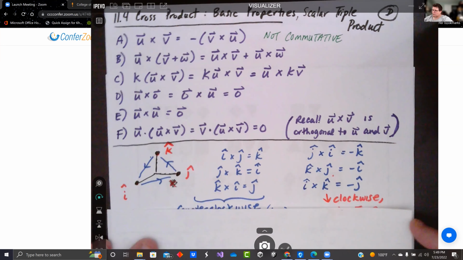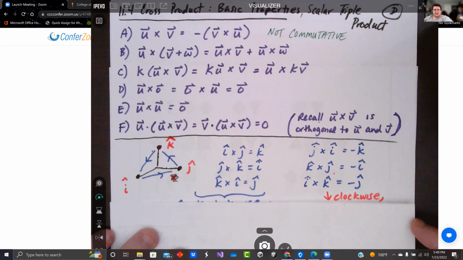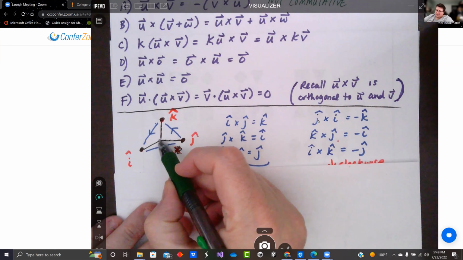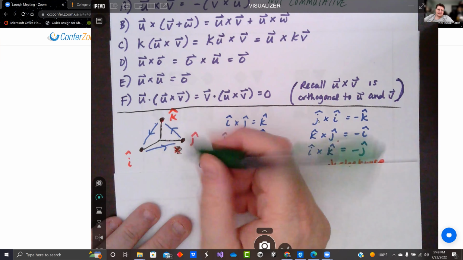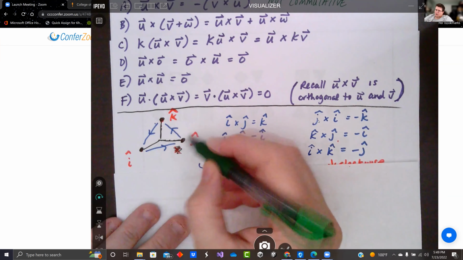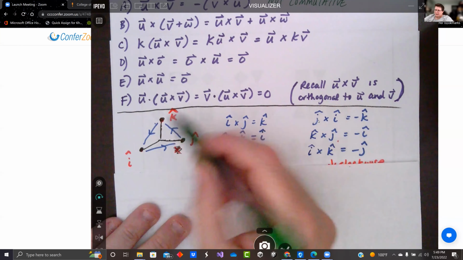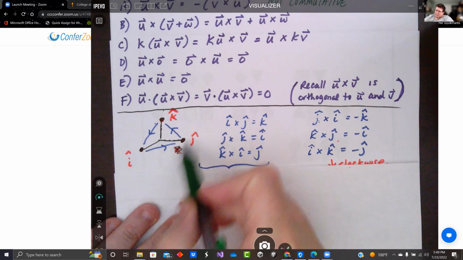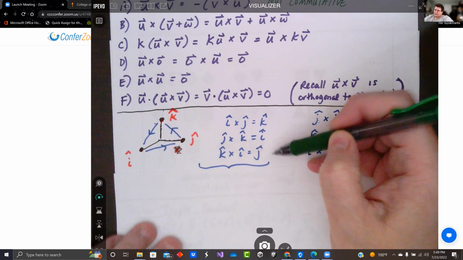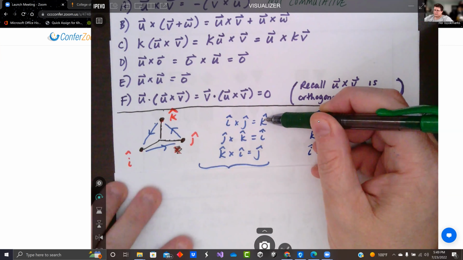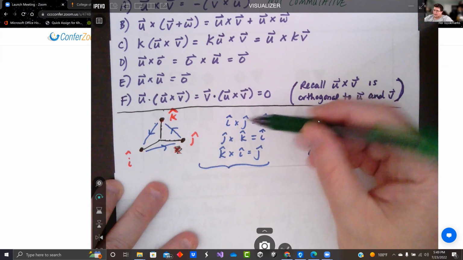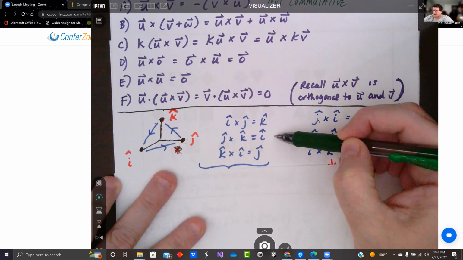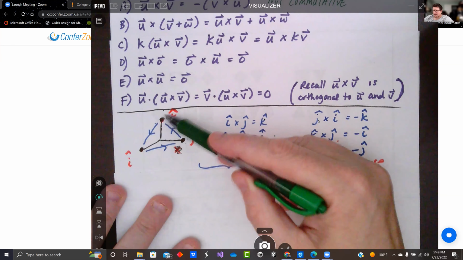Another thing is the cyclical order of how this stuff works. So if we look at I, J, K, I being 1 unit in the X direction, J hat being 1 unit in the Y direction, K hat being 1 unit in the Z direction. If I go counterclockwise, I can write a list of the cross products. I cross J equals K. If I start at J, I can go J cross K equals I. If I start at K, K cross I equals J.